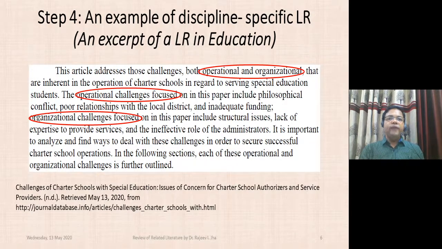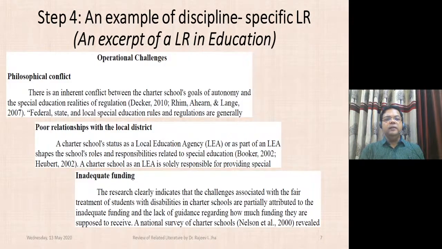Next, we find that the theme begins with the sentence, "This article addresses those challenges, both operational and organizational," wherein the author discusses the literature concerning these challenges, with each of the two challenges so identified having three subheadings. So next we find that the author is dealing with the two challenges and its sub themes or subheadings. Operational challenges is divided into 3 points or themes: philosophical conflict, poor relationships with the local district, inadequate funding.